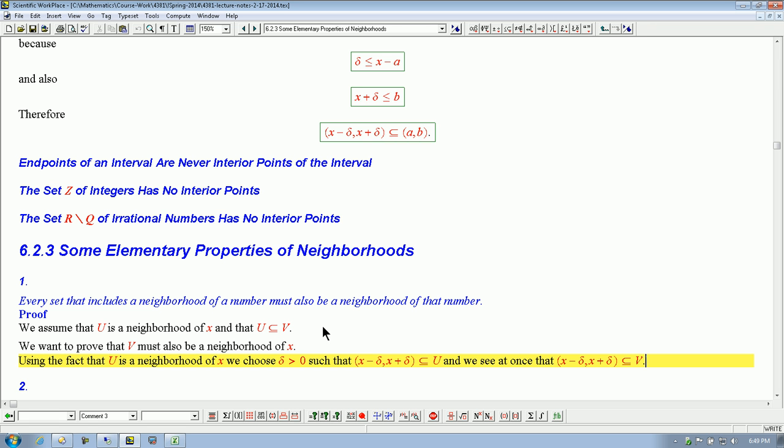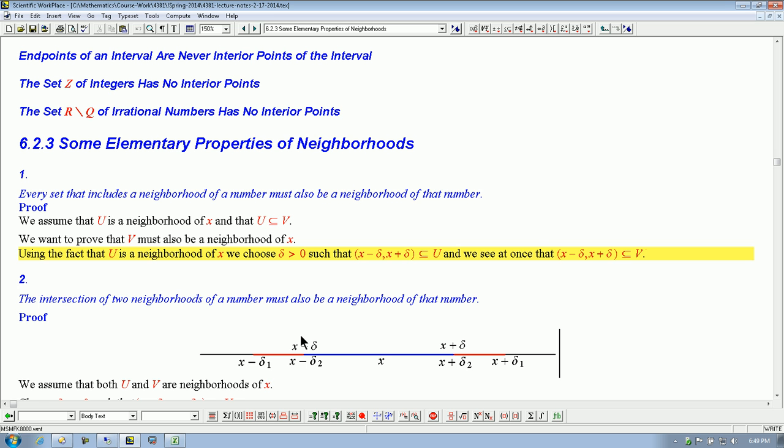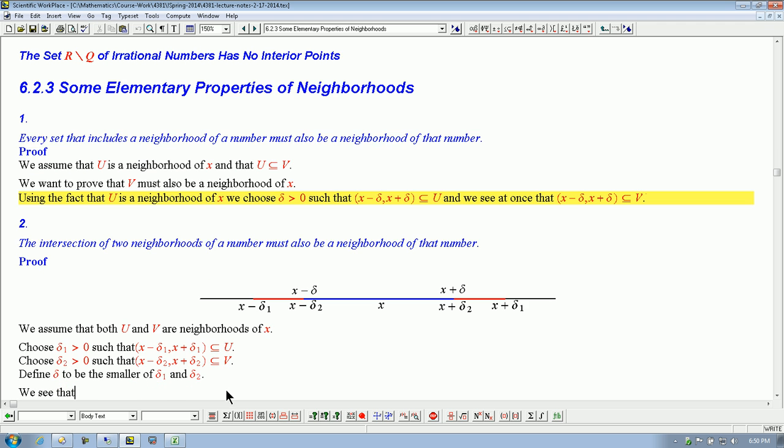So I hope you're not going to ask me to prove a theorem that the union of a couple of neighborhoods of a number is a neighborhood. It's boring, because if you take bigger sets, it's automatic. What's much more interesting is making smaller sets. Intersection. So we're going to prove that the intersection of two neighborhoods of a number must also be a neighborhood of that number.